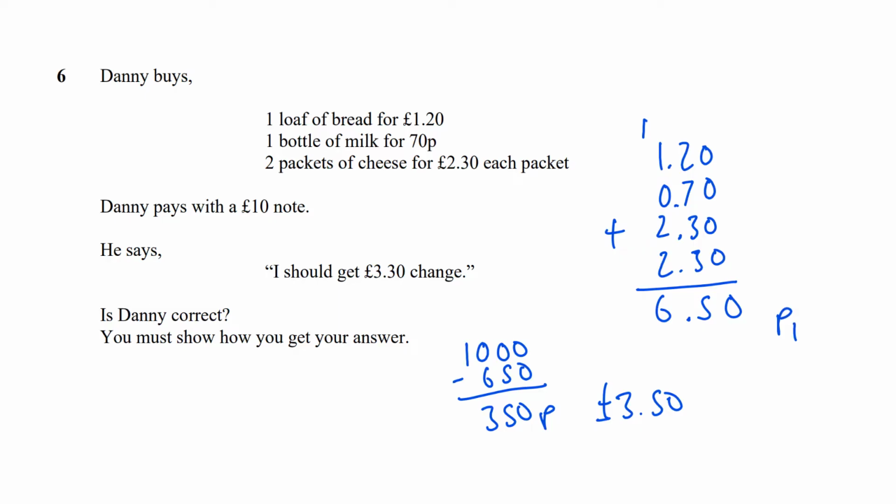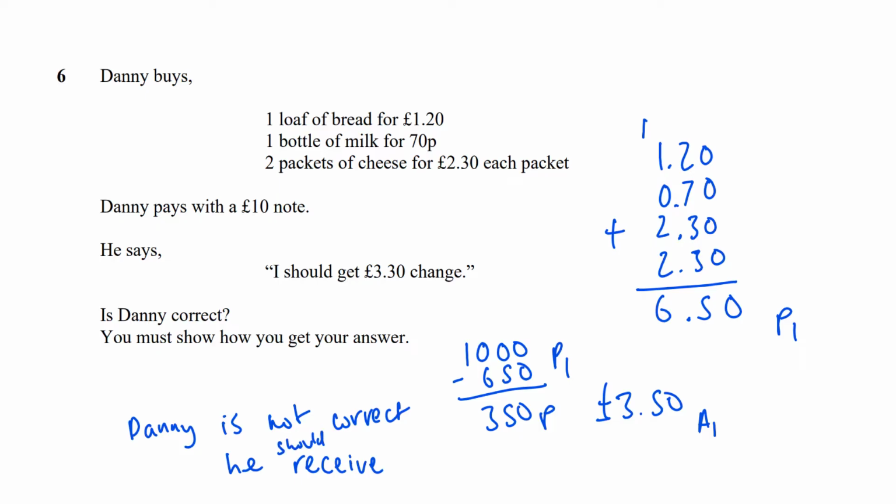So there's a process mark here, process mark for this, and you need to give a conclusion and say Danny's not correct. He should receive £3.50. He should receive £3.50, and that's important. You won't get the mark unless you make a statement.